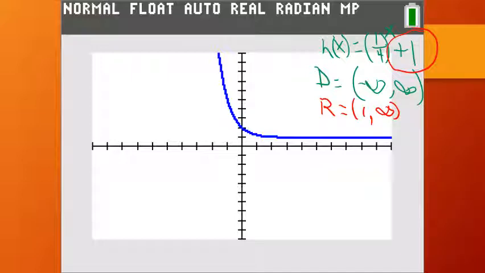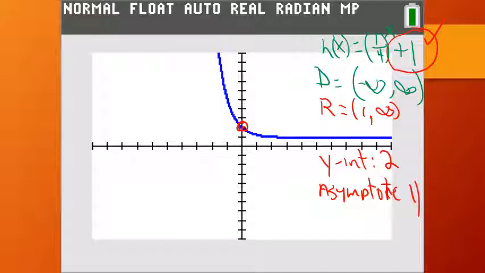Another thing that I can see is that my y-intercept has moved from 1, which is what we saw in the previous two graphs, to where now my y-intercept is at 2. So this has given me a vertical shift in the graph of my function. Another thing that has changed is my asymptote. It's no longer at the horizontal axis. My asymptote now is where y equals 1.